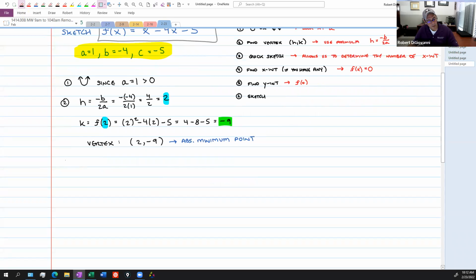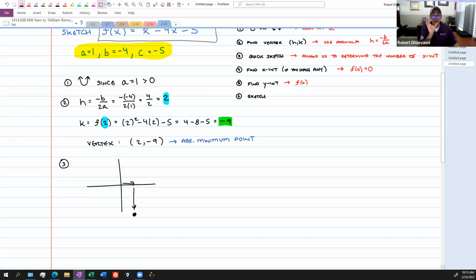Next step, the quick sketch. And I said that the quick sketch is going to allow us to determine how many X-intercepts we have. So when I say quick sketch, I mean quick. All right, watch how I do this. I know I have a vertex of 2, -9. If I asked you to plot this point, you would go to the right 2 and down 9, right? I'm not even going to count. I'm just going to say I go to the right and I go down. So my vertex is somewhere down there. I don't even care where it is, just it's down there.